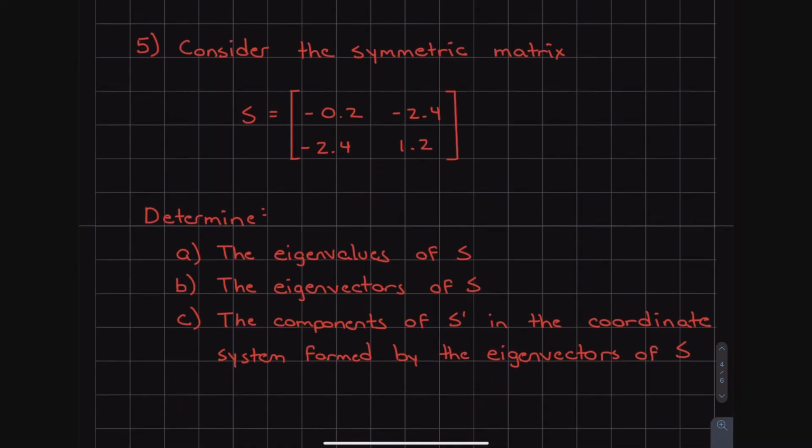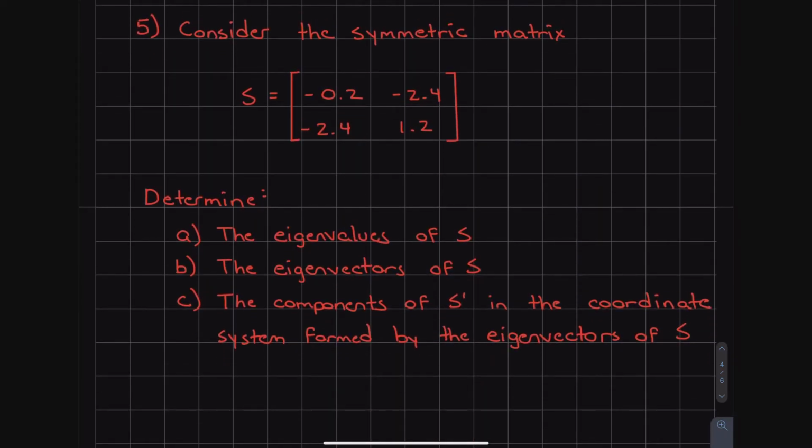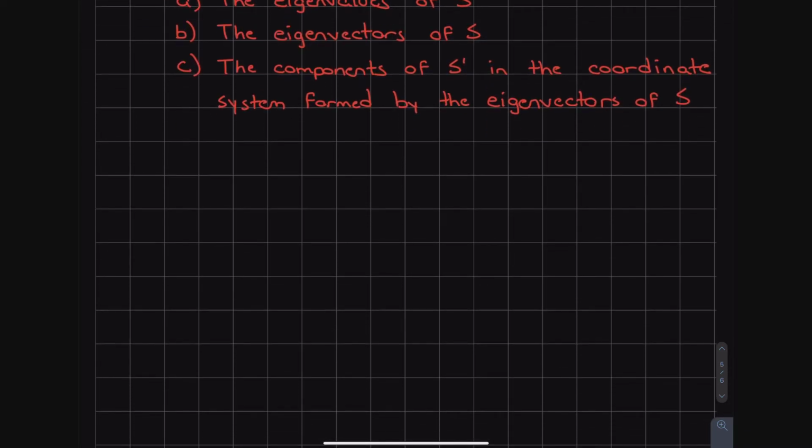Now, question 5. It does use the properties of a symmetric matrix a little bit in part C, but parts A and B are just straight up calculations, which always sucks, but you guys need to know how to do it, so let's do it. Considering the symmetric matrix, and it's nice because it's 2 by 2, it says determine the eigenvalues of S and the eigenvectors of S. So those are the first 2 I'm going to do. Starting with part A, the eigenvalues.